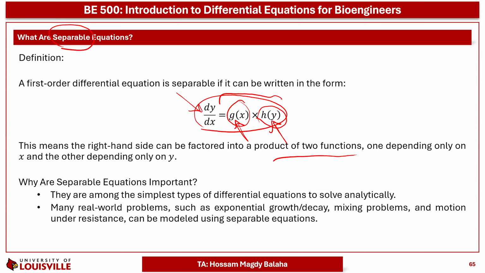This means that the right-hand side here can be factored into a product of two functions. The first depends on x, the second depends on y. Why are they important? Because they are simple and they can solve differential equations analytically. And there are many problems, including real-world problems, that can be solved and modeled using separable equations, such as growth rate, mixing problems, motion under resistance, and decay problems.